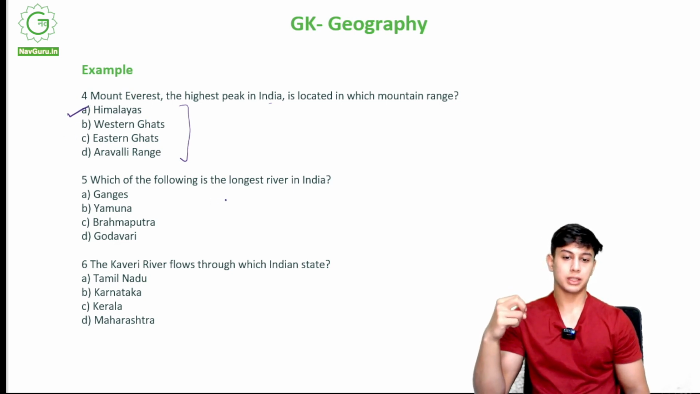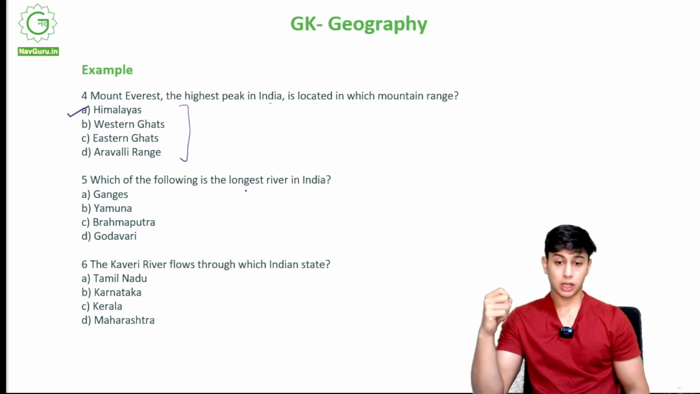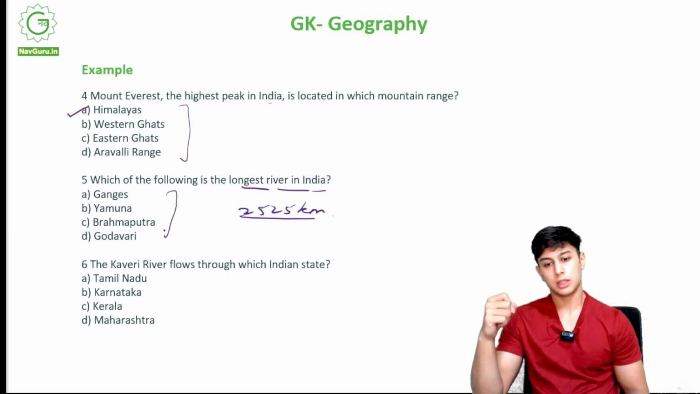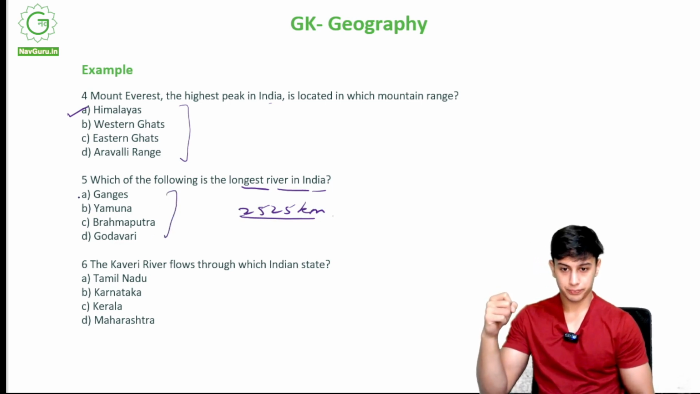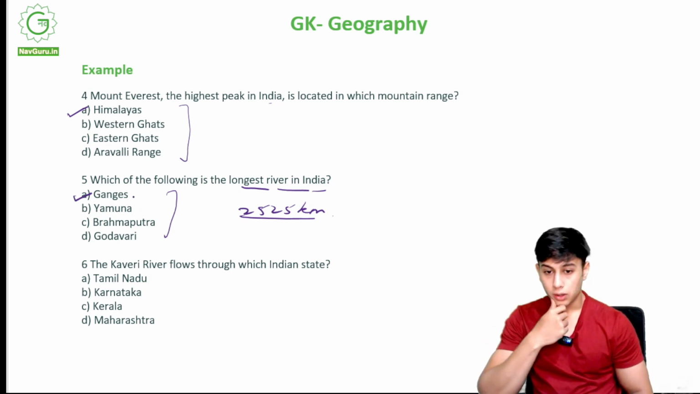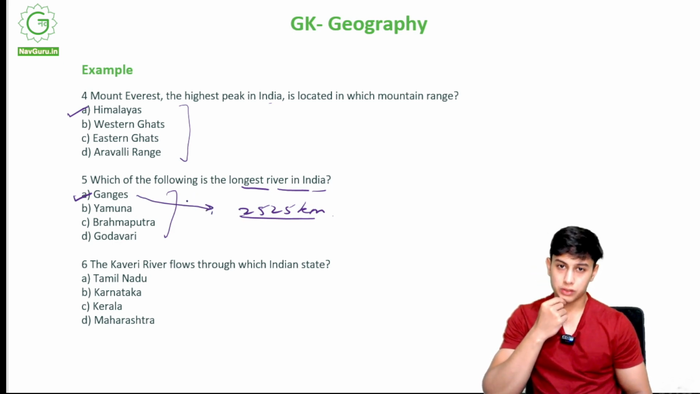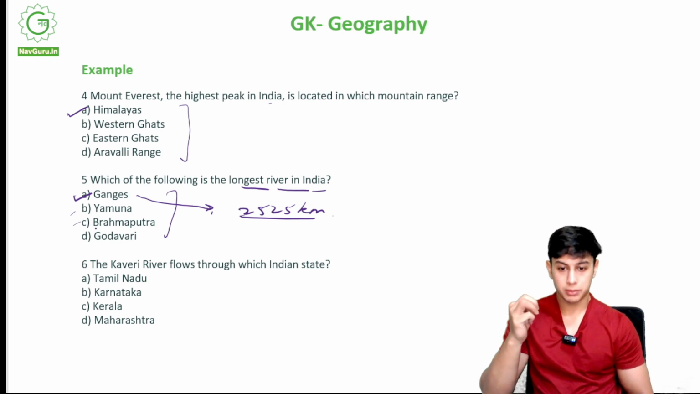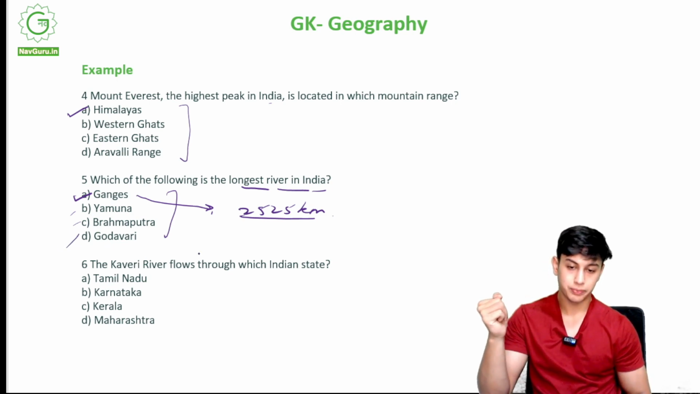Which of the following is the longest river in India? It stretches up to 2525 kilometers. I am giving you a hint, this was in the lectures. Out of these, which is it? It is A, Ganga. It is the longest river in India. Give me the name of a town on the banks of river Ganga. That is Varanasi. Yamuna flows through Delhi, Brahmaputra flows through Assam and Arunachal Pradesh, Godavari is in South India, right?